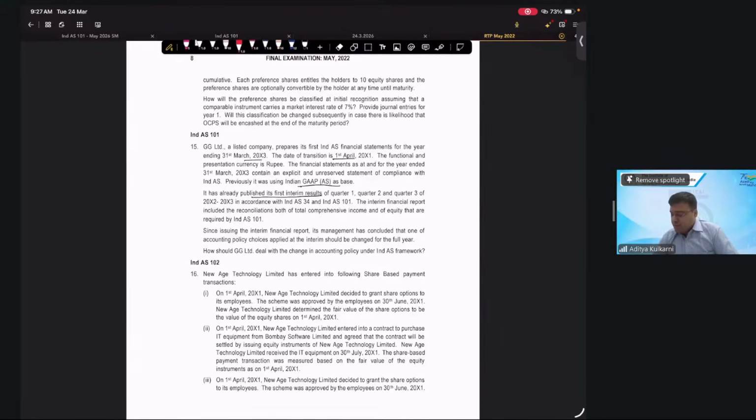The interim financial report included the reconciliations both of the total income and equity that are required by Ind AS 101. Since issuing the interim financial report, its management has concluded that one of the accounting policy choices applied at interim should be changed for the full year. How should GG Limited deal with the change in accounting policy under the Ind AS framework?